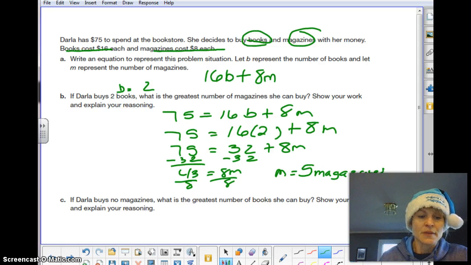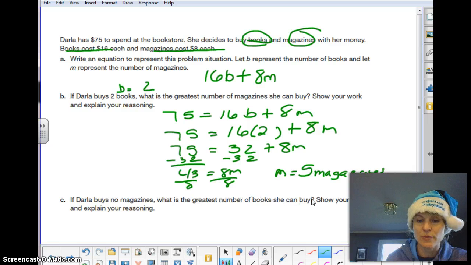Okay? So now this is asking you for an intercept without really saying it, right? If Darla buys no magazines, what's the greatest number of books she can buy? So if she's buying no magazines, we can just imagine, we use B and M, but really this is X and Y. So if we're buying no magazines, we would put 0 here, which really means we're finding the x-intercept, okay?